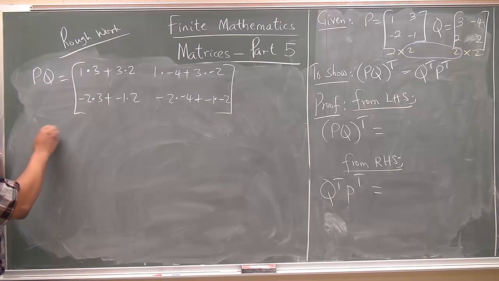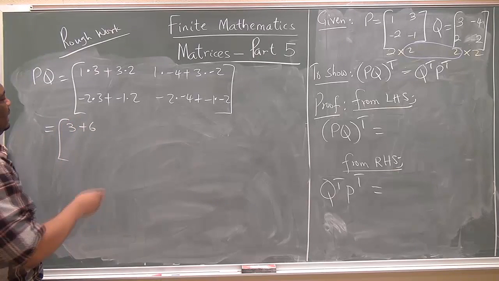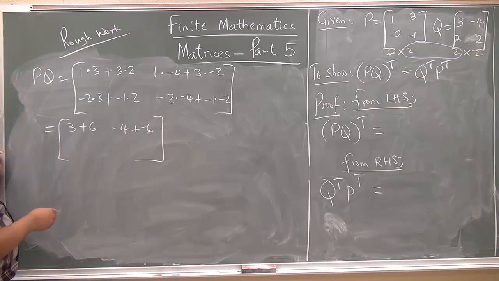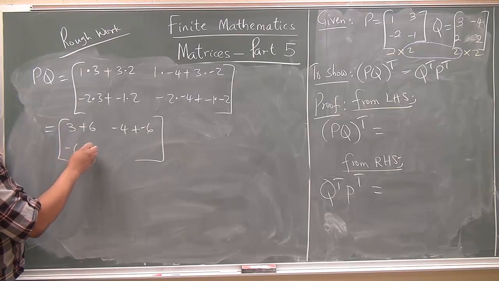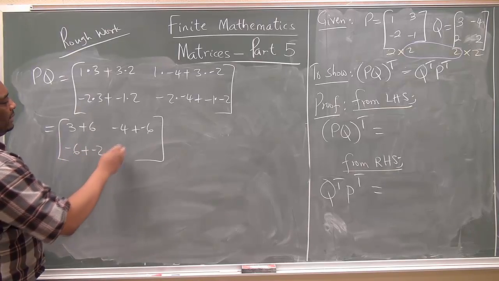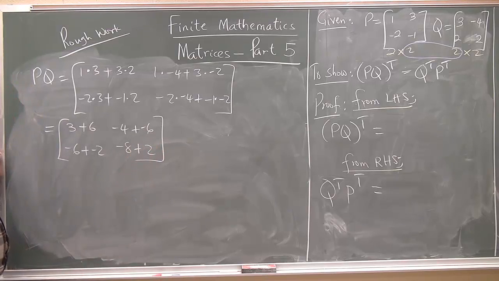Alright, so this will be what? 1 times 3 is 3 plus 6. 1 times negative 4, negative 4 plus negative 6. Negative 2 times 3, negative 6 plus negative 1 times 2, negative 2. Negative 2 times negative 4 is 8, I'm sorry, don't mind me. Let me check it again. Negative 2 times negative 4, 8 plus negative 1 times negative 2, 2.